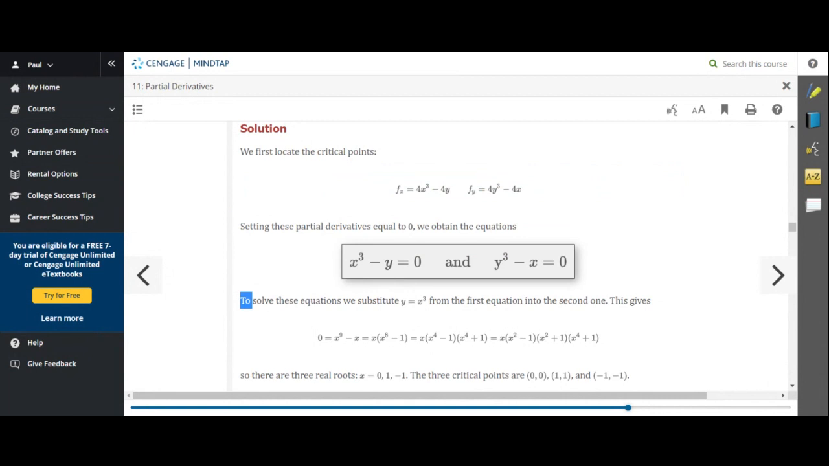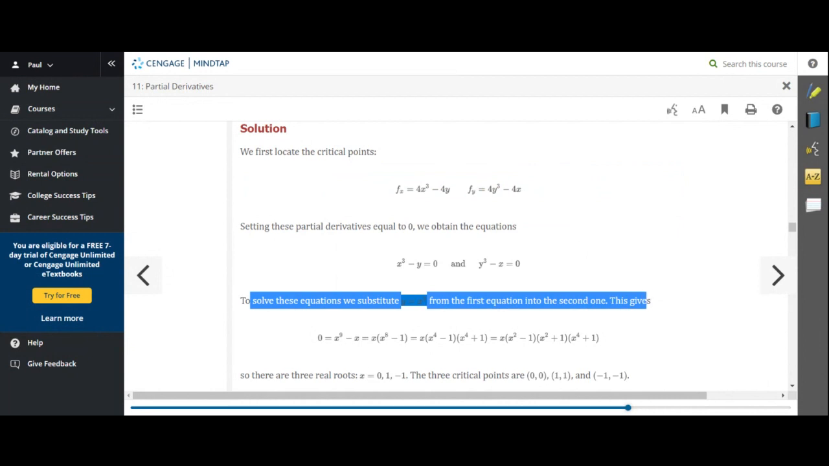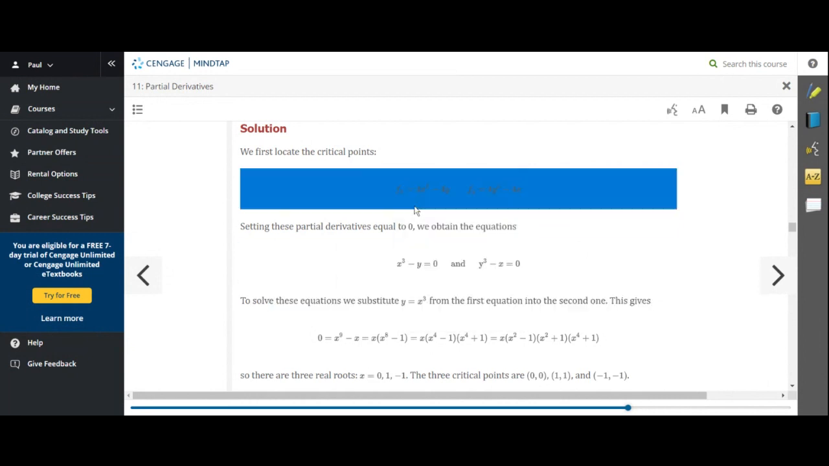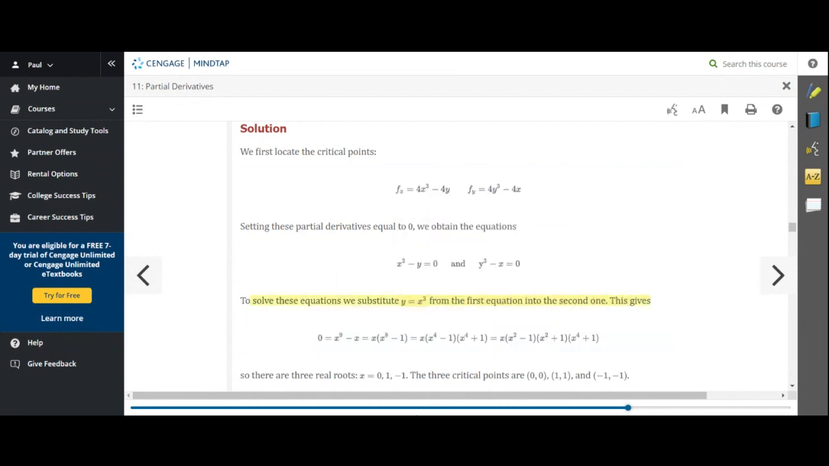But remember, you have two variables that you need to solve for, x and y, and that's why you need these two equations. So yes, you could set the equations equal to each other, but I'm not sure that's going to work here. What we can do is from the first equation, we can say y equals x cubed, and we can substitute y equals x cubed into the second equation.